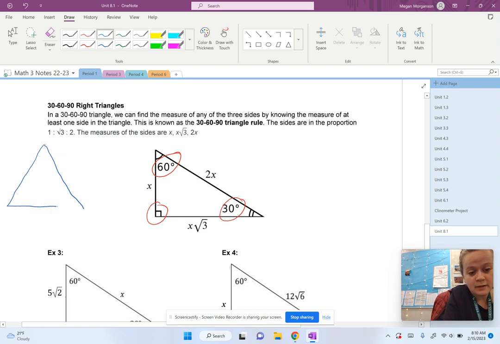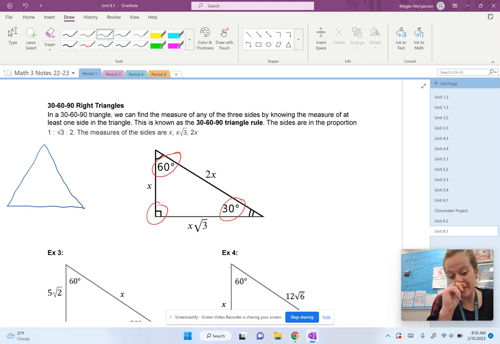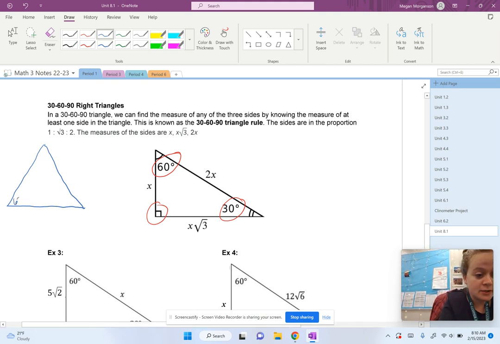So if you remember back, I don't know when you learned this, but back in the day, an equilateral triangle means all of the angles are the same. Remember, there's 180 degrees in a triangle, so if they're all the same, that means each angle is 60 degrees.